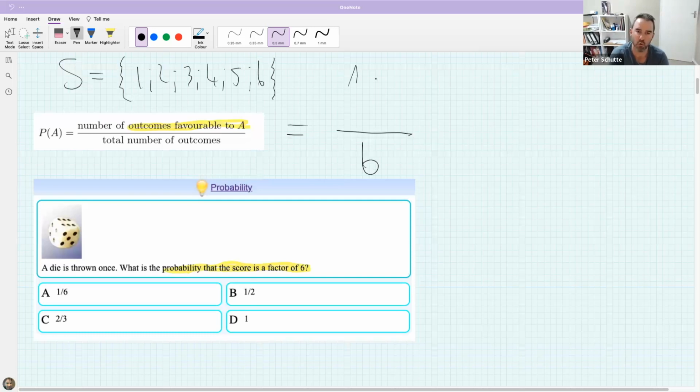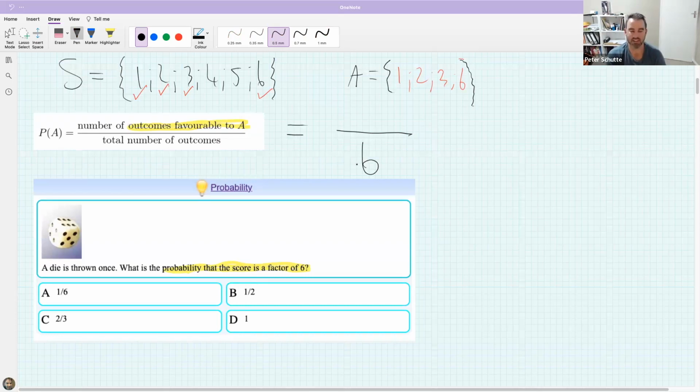Now, for your event A, a factor of 6. Well, a factor of 6 is a number that divides into 6 exactly. So it would be 1, 2, 3, and 6. So what we have here is, if you get a 1, 2, 3, or 6, then the event A has happened. So what is the probability of A occurring?